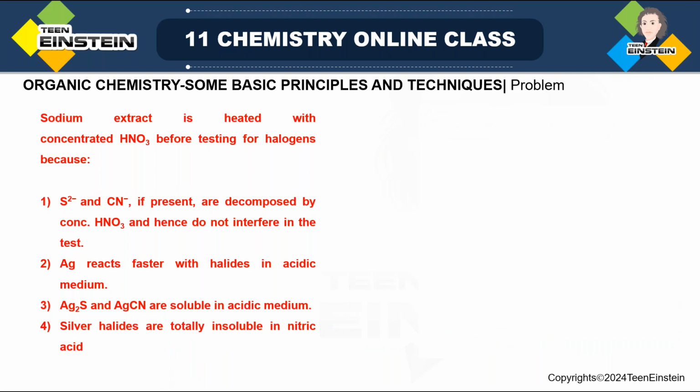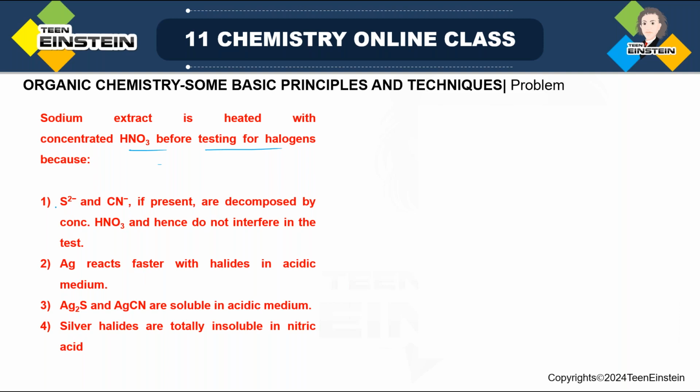Here we have a question. Sodium extract is heated with concentrated HNO3 before testing for halogens. This question is related to halogen detection, and in halogen detection we first heat it with HNO3. Concentrated HNO3 is especially required if you are suspecting the presence of sulfur or nitrogen. We have already learned this reason 2 slides before. This question is asking why sodium extract is heated with concentrated HNO3 before the silver nitrate test for halogen.